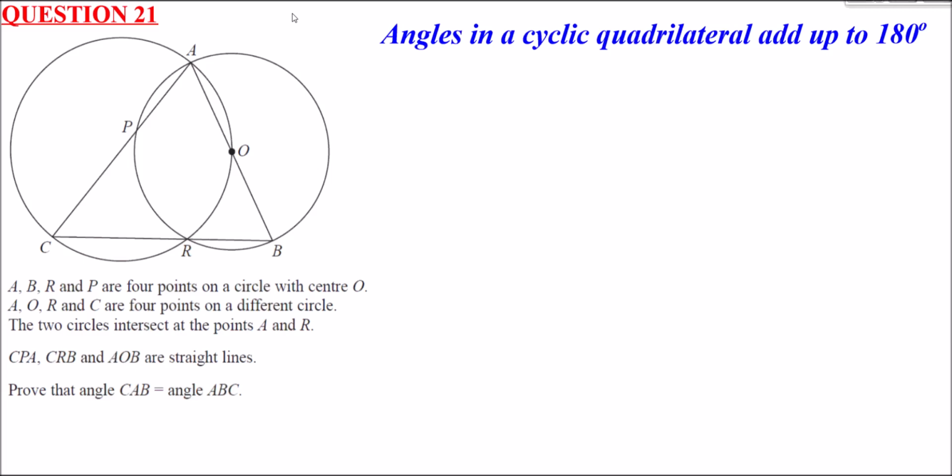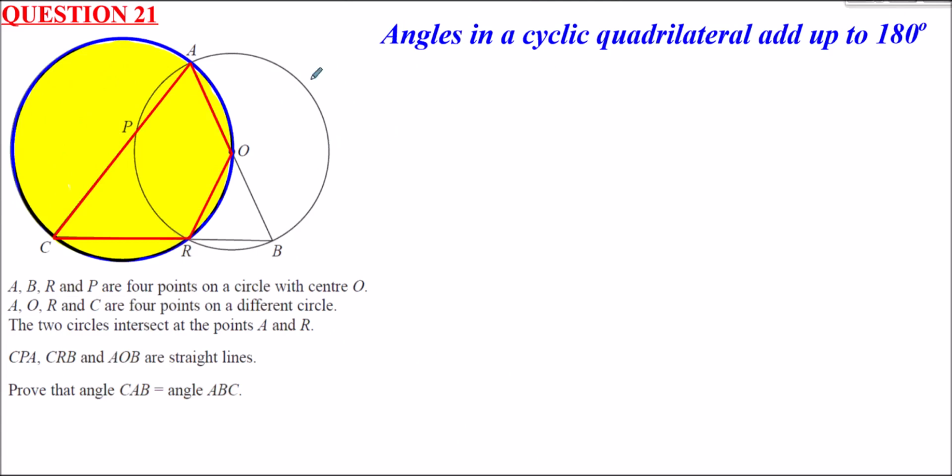So can we spot a cyclic quadrilateral here? Well, actually, yes, we can. If we have a look at this circle on the left, which we've coloured in yellow and outlined in blue, then hopefully we can spot that from A to O to R to C and back to A is a four-sided shape where all four corners, A, O, R and C, lie on the circumference, like so. So this is indeed a cyclic quadrilateral.